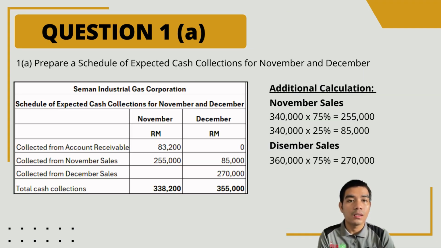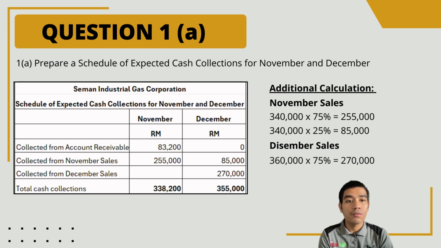Now, we start with question 1A. Prepare a schedule of expected cash collection for November and December. First of all, we put the amount collected from accounts receivable in the question, which is 83200, and the second is collected from November sales. We get it from 340000 multiplied by 75%, which gives 255000. And for December, 340000 times 25%, we get 85000.